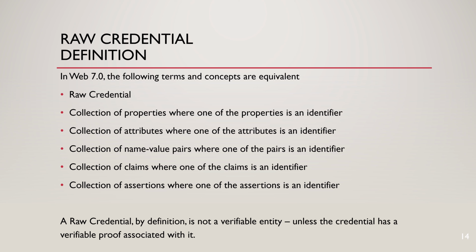There's an important footnote at the bottom. A raw credential by definition is not a verifiable entity, unless of course the credential has a verifiable proof associated with it. So raw credentials may or may not have a proof, and they're raw credentials because they meet one of these definitions in the bullets. So let's look at what the raw credential sender receiver model looks like, and then we'll talk about verifiable credentials.